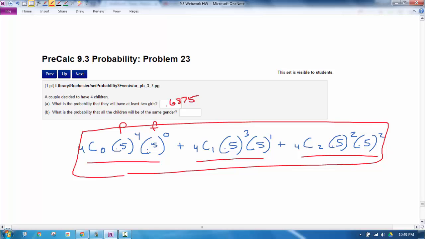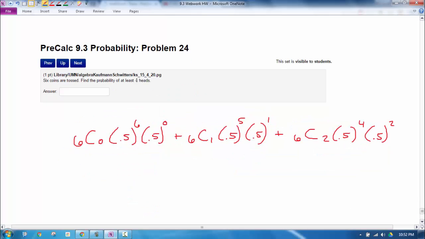And then the next one is, what is the probability that all the children are of the same gender? That's just the first term here, but you got to double it. So you end up getting 0.125 because the probability of this first term is 0.0625. That's having all 4 girls, for example. But you have to double it because that same probability would happen if you had all 4 boys. So you got to double that.